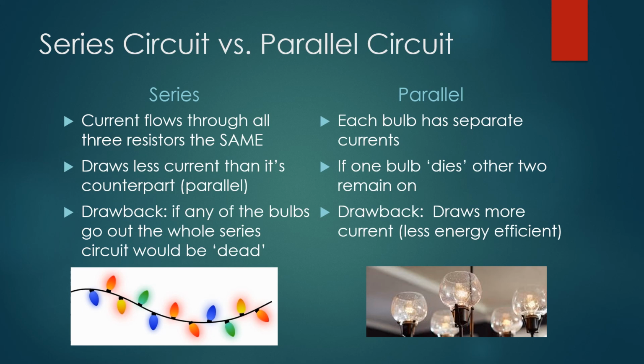For parallel, each bulb has separate currents. So this is going to be more expensive, less energy efficient. However, if one bulb dies, the others remain on. And you've probably seen this with light fixtures in your house, whether it's over the kitchen table or otherwise. You have one light bulb go out, but the other ones remain on. That's because they're in parallel and the current doesn't stop going through the others because they have separate currents.